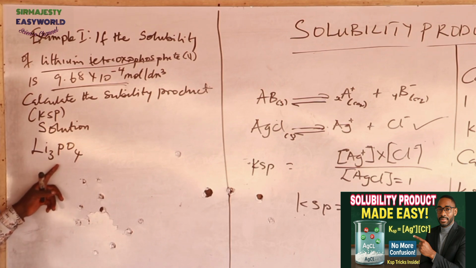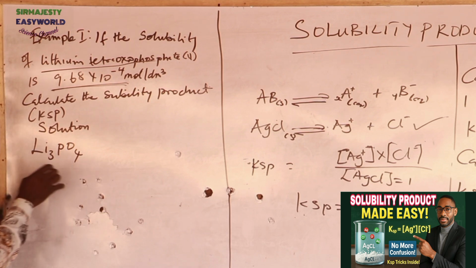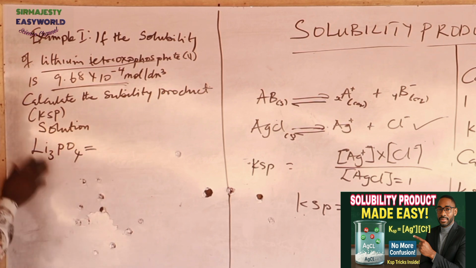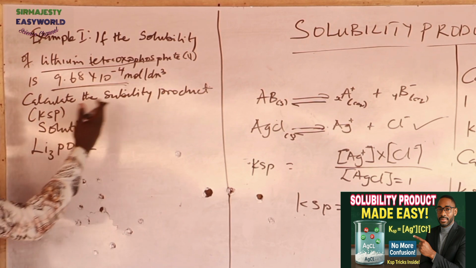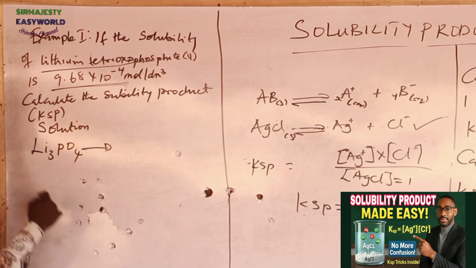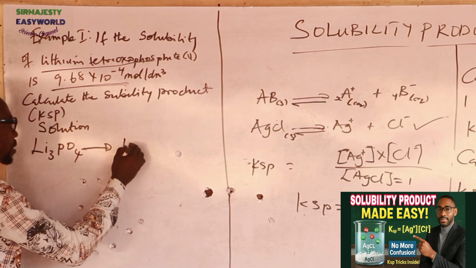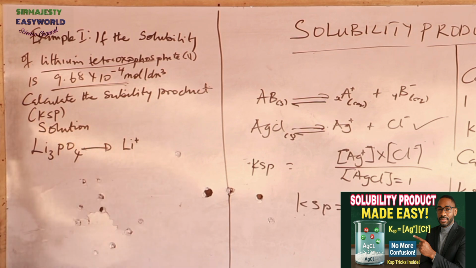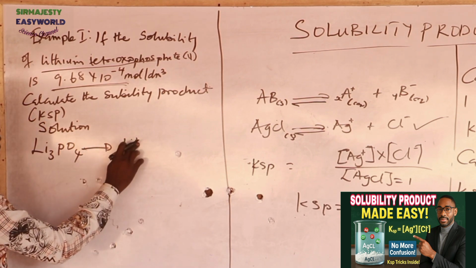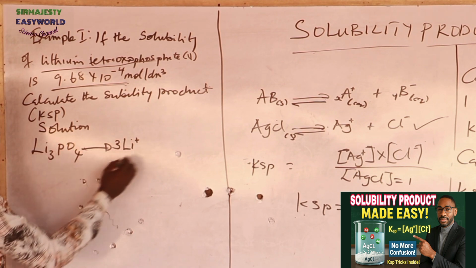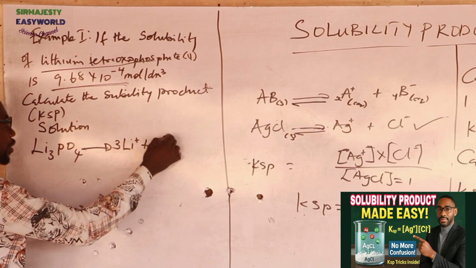This is the formula. Write the formula well if it is not written. Then the next, you dissociate the compound into its ions, which will now be, when you dissolve it in water, it will sparingly dissolve to liberate what? Lithium ion. Lithium is among the group 1 elements, and all the group 1 elements have that +1 as charge. But because there are 3 atoms, I'll put 3 here, plus PO4 as a group.